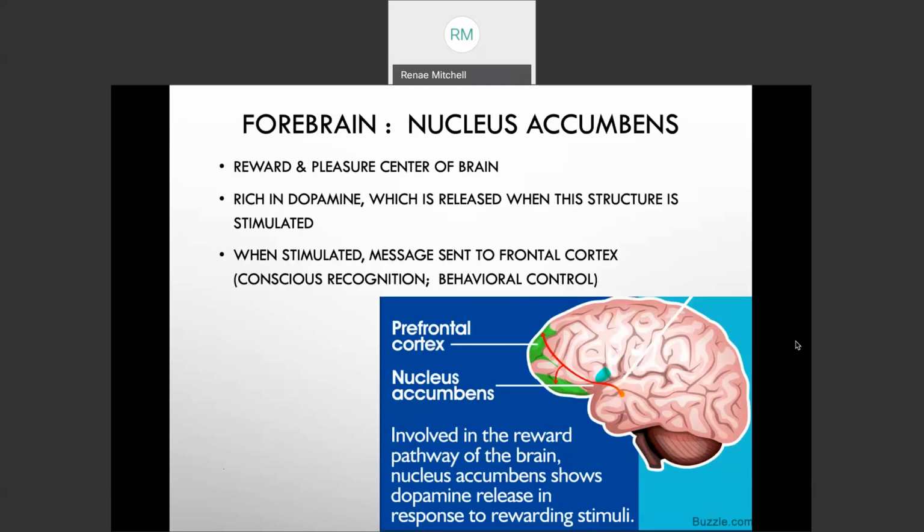And this is the reward and pleasure center of our brain. It is saturated in dopamine, and dopamine is released throughout the brain when that part of the brain is stimulated. It's sent from that section of the brain to the prefrontal cortex or the frontal cortex, which is involved in, again, that conscious recognition of our experience of reward and pleasure. So saying, oh, I enjoyed that, or I liked that, or give me some more of that. As well as our behavioral control.